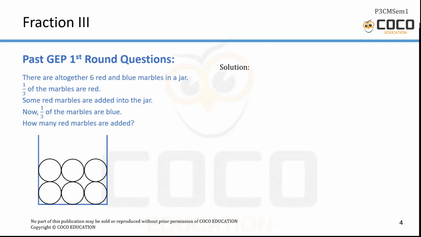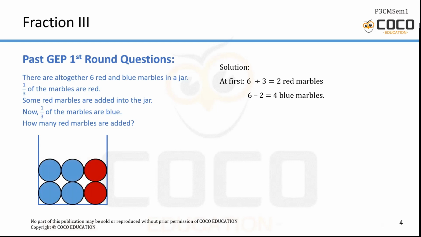In order to solve this one, the first step is I need to know how many red and blue you have at first, correct? The question says 1/3 of the marbles are red. So the whole shape I cut into 3 and one of the parts is red. Each part is 6 divided by 3, which is 2. One of the parts is red, so we know we have 2 red marbles. The total is 6. 6 minus the 2 red, we have 4 blue. Okay, so let's change the picture to the correct number, 2 red and 4 blue.